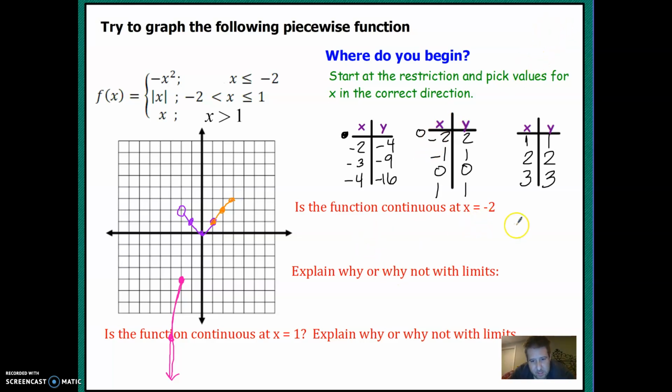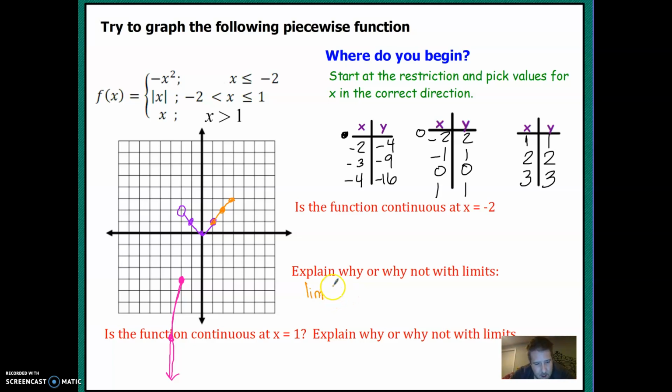Okay, so is the function continuous at x equals -2? So no, it is not. You can clearly see at -2 there's a jump here. So there's a jump discontinuity, and explain why or why not with limits. Okay, so I'm going to use limits.